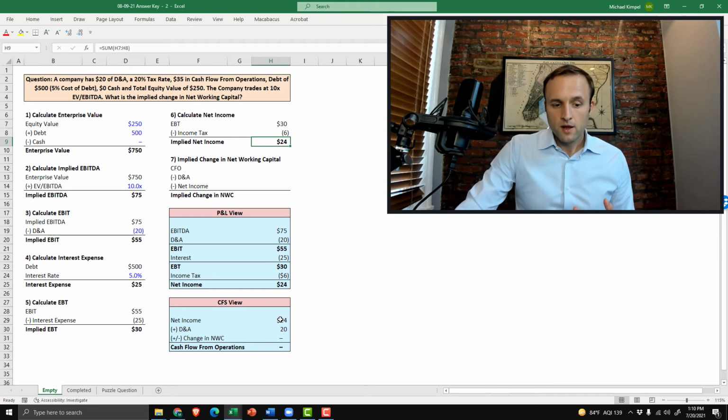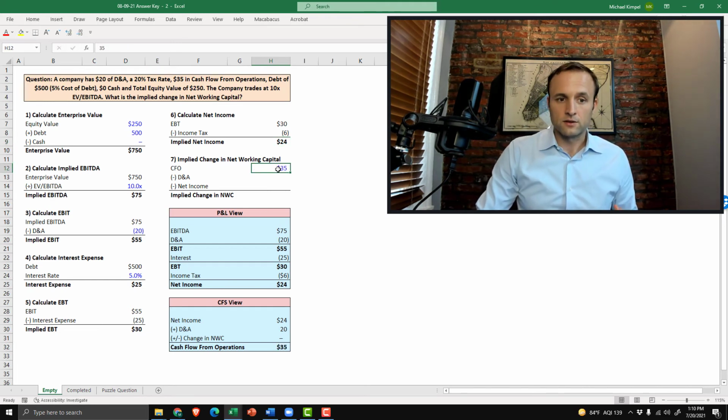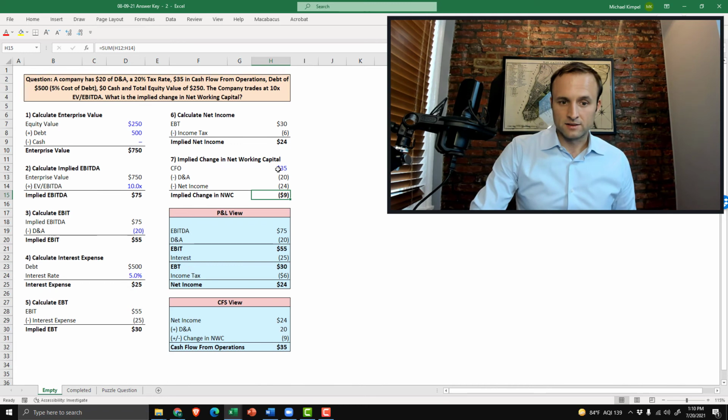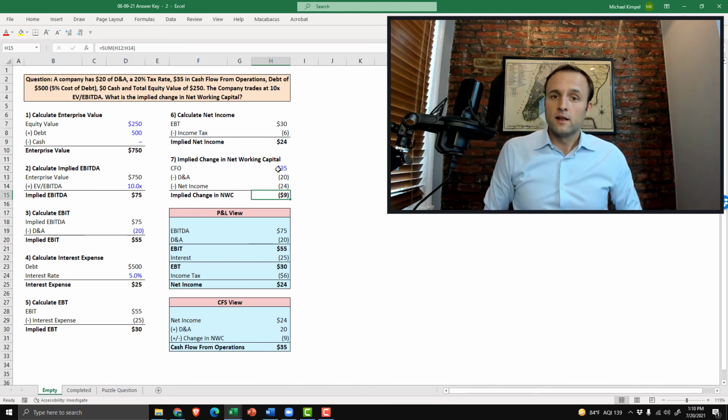If you look down below, we have net income, we have D&A, and we have cash flows from operations from the prompt. And we basically have to take CFO, or cash flows from operations, and subtract out net income and D&A to get to the change in net working capital. So let's do that. We have $35 of cash flows from operations in the prompt. We have our D&A over in step 3 we can pull in. We can take the negative of our net income in step 6 and sum all this up, and we get to -9. So the answer to this week's question was the change in net working capital is -9.